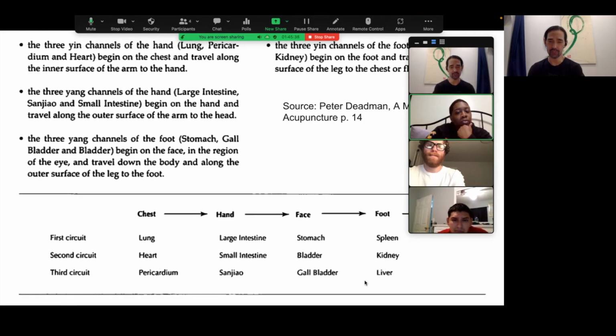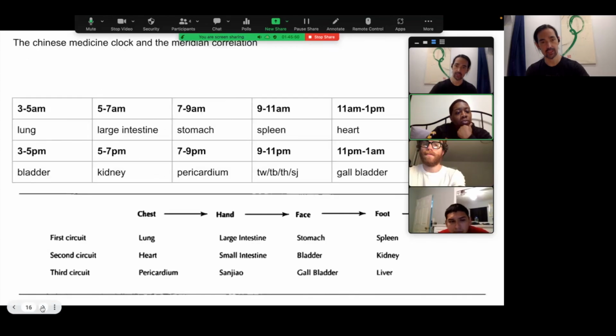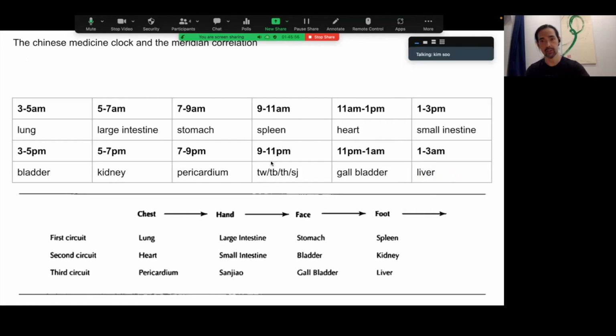So that's 1 to 3, 11 p.m. to 1 a.m., 9 p.m. to 11 p.m., 7 p.m. to 9 p.m. So it should be 7 to 9 p.m. Let's go back 1 slide, forward 1 slide. There you go, 7 to 9 pericardium. Liver 1 to 3, gallbladder, triple warmer, pericardium 7 to 9.